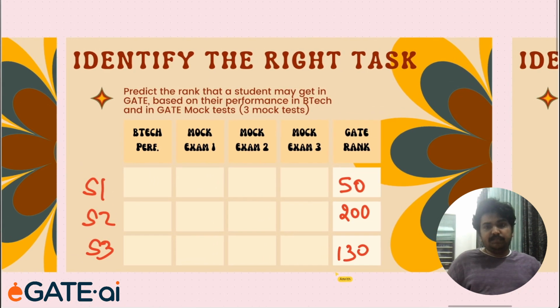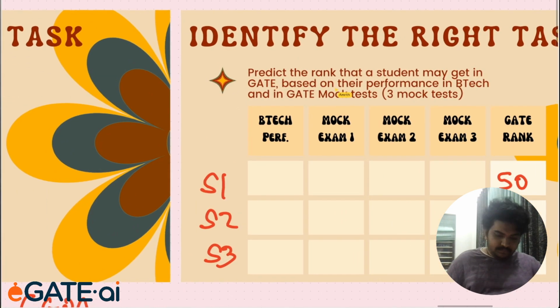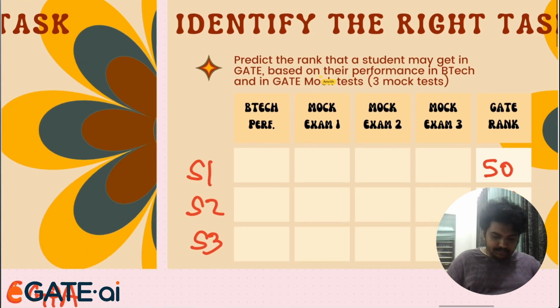But each input, which corresponds to a student, is now represented as a list of 4 different features. The BTech performance forms the first feature. Let me fill the percentage values from the previous slide itself. That would be 80, 93 and 88%.